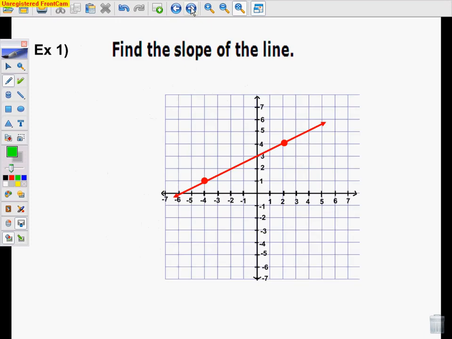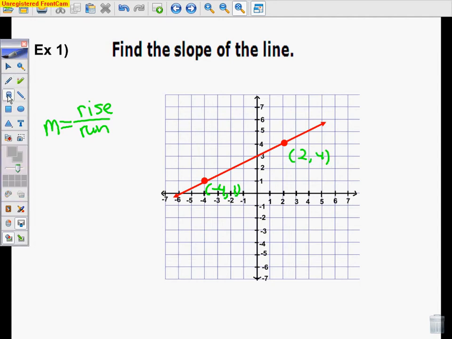All right, so this one, find the slope of the line. Now, it's probably easier to find the slope of this line by using our rise over our run. You could use your y2 minus y1 over x2 minus x1 by telling me, okay, well, this point is negative 4, 1. This point over here is 2, 4. But that's really not necessary. In a problem like this, just counting up and over is probably the quickest way.